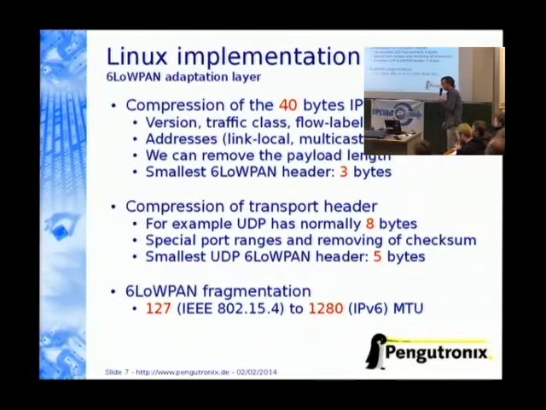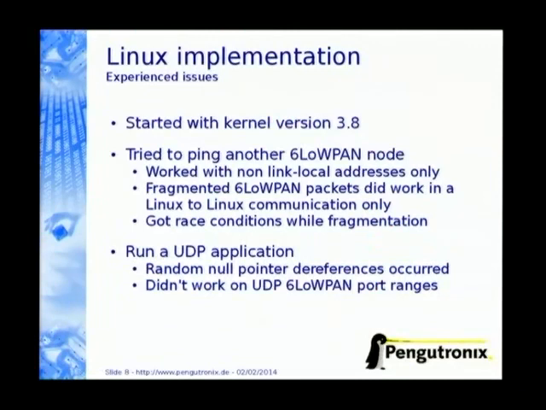There's something else, 6LoWPAN fragmentation. On IEEE.4, we have an MTU of 127, and we need to provide an MTU in IPv6, which is 1,280. The fragmentation handling fragments a lot of packets and reassembles them on the other side if we get a payload which is higher than 127.